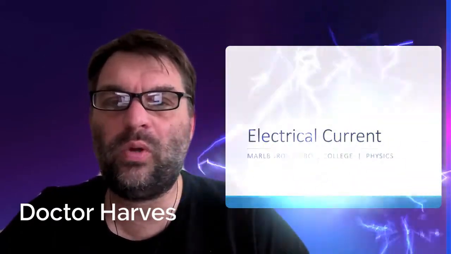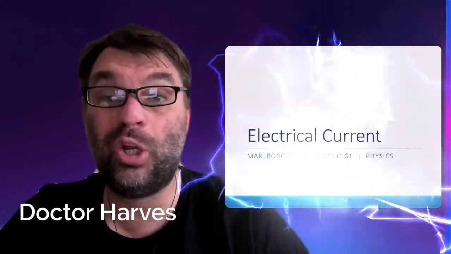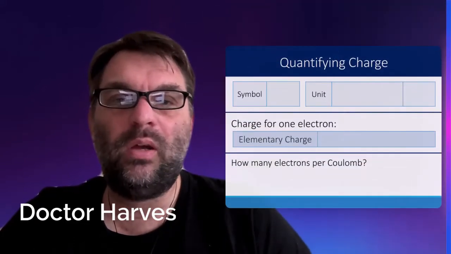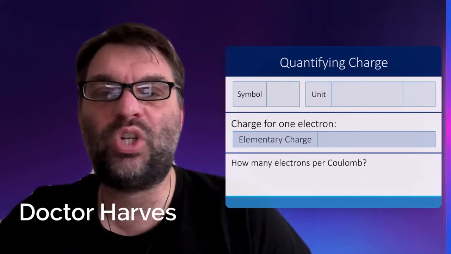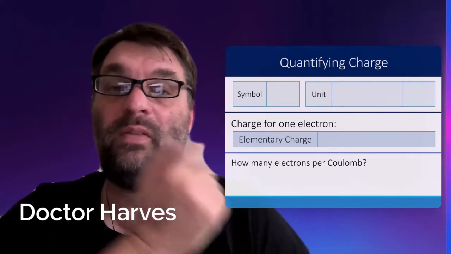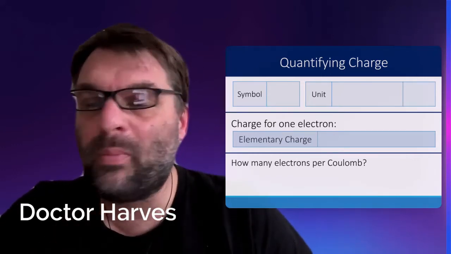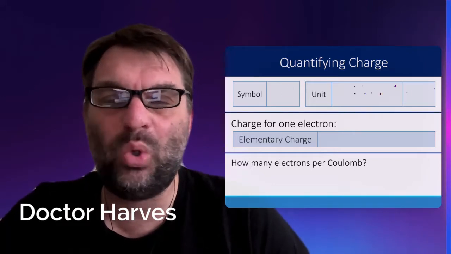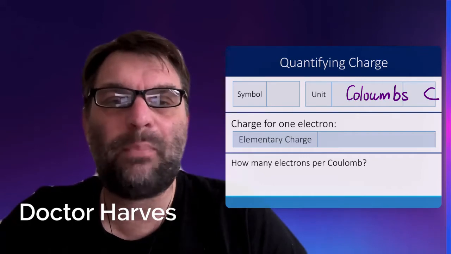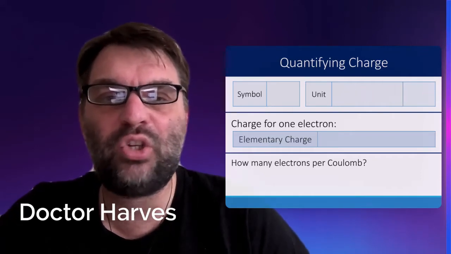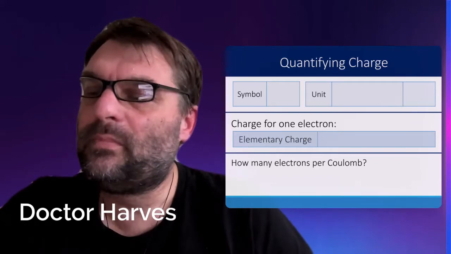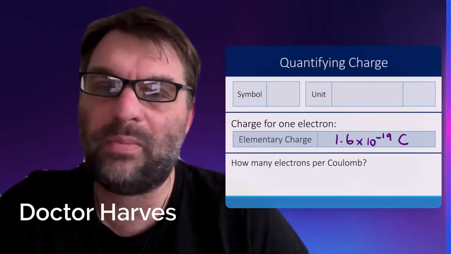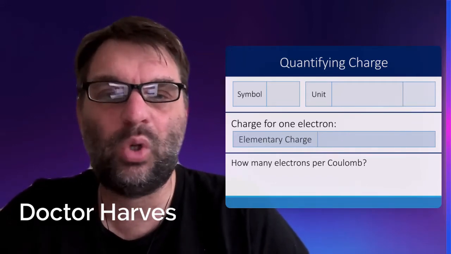So welcome back, Level 2 physicists, continuing on with our electrical systems and external, this time looking at electrical current. So first thing we have to do is quantify electrical charge, which we kind of did in our previous lessons. But the symbol, remember, is lowercase q, and the units are coulombs, which is a capital C. Okay, and the charge for one electron is going to be 1.6 times 10 to the negative 19 coulombs.